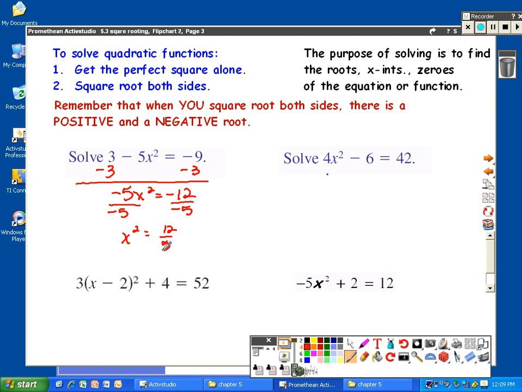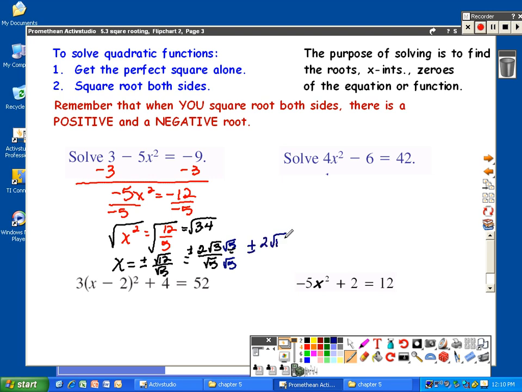Now my square is alone. So now I will square root both sides. So this becomes x equals plus or minus. And I have a fraction, so I can split it. Square root 12 over square root 5, which is, factoring, 3 times 4. So it is 2 square root 3 over square root 5, plus or minus, which is, multiply the top and bottom by square root 5, plus or minus 2 square root of 15 all over 5.